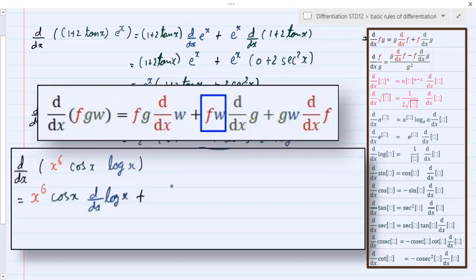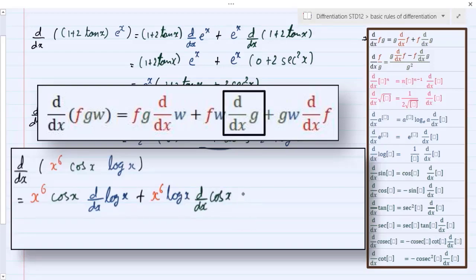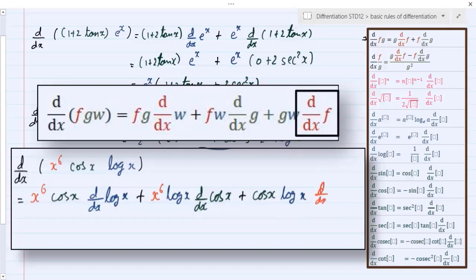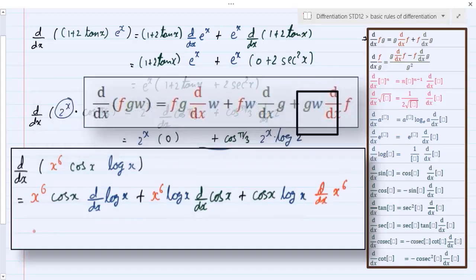plus in the second term, let's say x^6 and log x will be as they are. We have to differentiate cos x, plus, and in the last term cos x and log x will be as they are. We have to differentiate x^6.